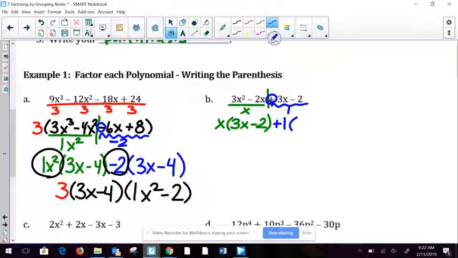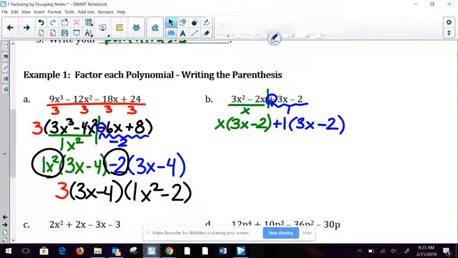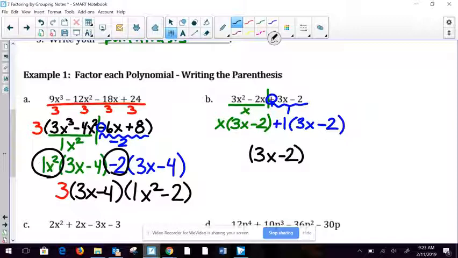Well, 3x divided by 1 is still just 3x. Negative 2 divided by 1 is still negative 2. So to double check I did this correctly, I'm going to look at my parentheses. Yes, they do match. So that is my first parenthesis of my answer that I write down. Now, all of that outside junk, my x and then plus 1, comes together to form my second parenthesis.